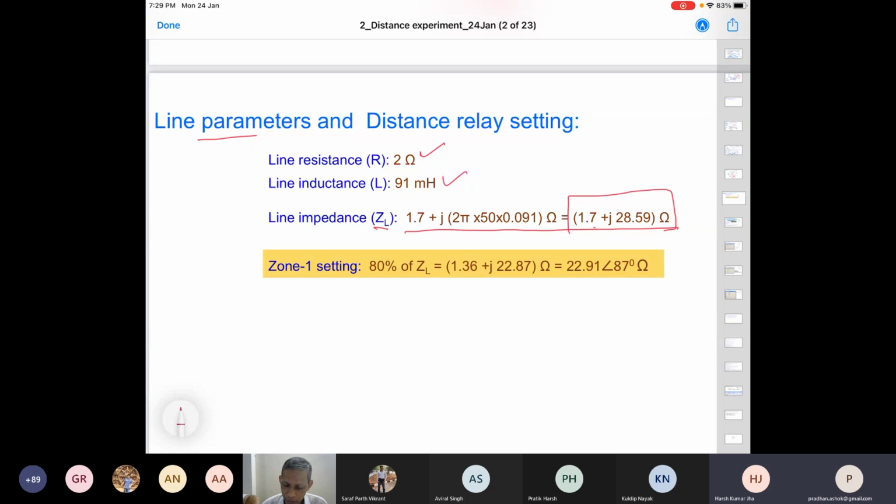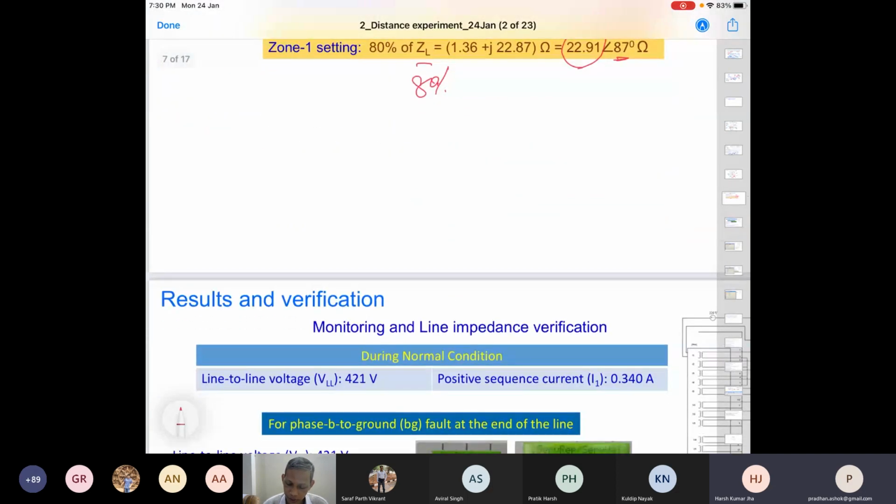So the zone 1 setting of ZL is 80%. So 80% of this we set, and then we have to consider this. This is not 2, this is 1.7 ohm. Now 0.8 of this is nothing but 22.9 with an angle of 87 degrees. So you see this corresponding angle, as earlier in the directional relay we also talked about that. The line has a high X by R ratio, so the corresponding impedance angle becomes very high.